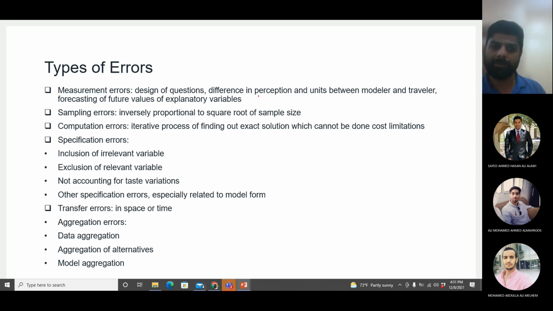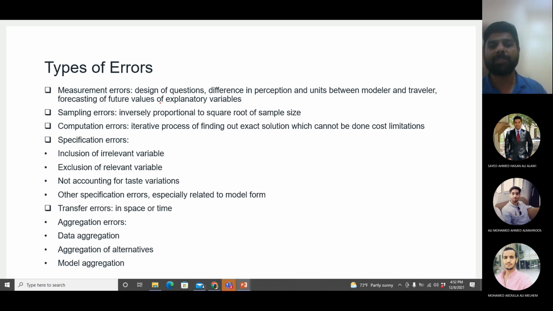Something else which is relevant is the difference in perception and units between modeler and traveler. For example, you were asking him about income, how much he earns per month. He's a Saudi and he's saying 20,000. So he means 20,000 riyals, and I'm modeling in Bahrain, so if I understand 20,000 BD, this can cause a measurement error.